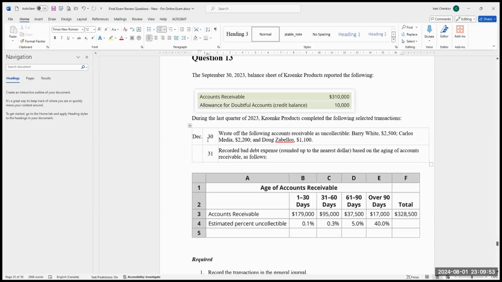So how can you approach this question? Check the information first. First, you're going to have information about accounts receivables at the beginning and allowance for doubtful accounts at the beginning. Let's copy this information and start working on the Excel spreadsheet.